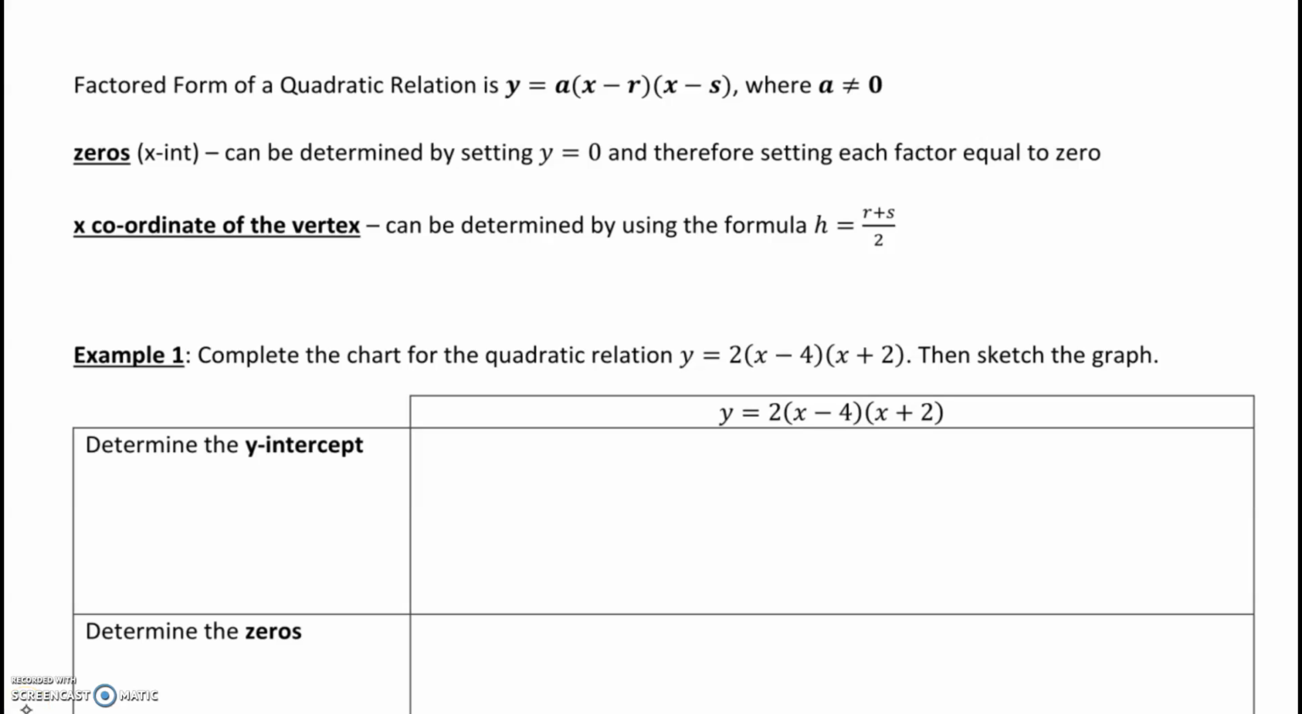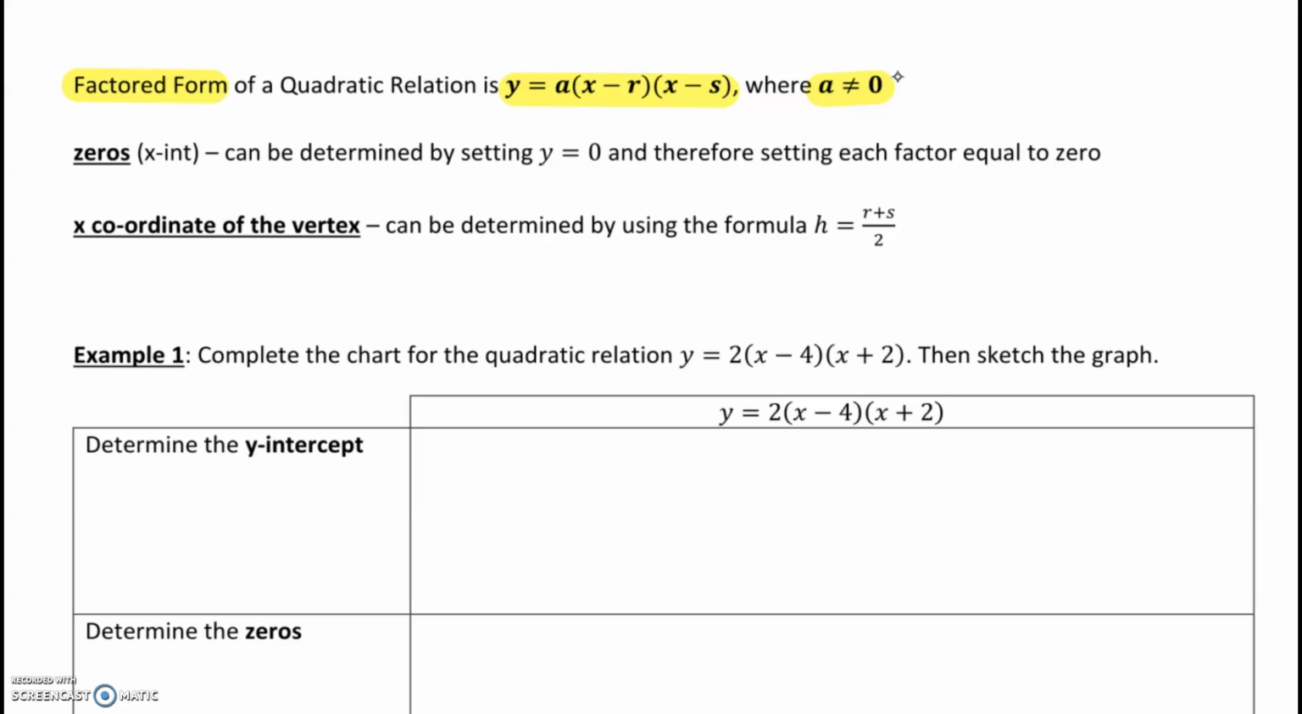We're continuing lesson 3, which is factored form of a quadratic relation. We just finished our warm-up and we discovered that factored form and x-intercepts are connected. And so we're going to start by looking at what the factored form of a quadratic relation looks like. And that's y equals a(x minus r)(x minus s). And a cannot be 0.